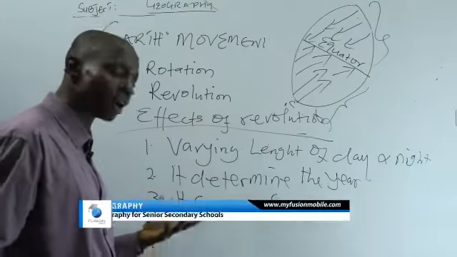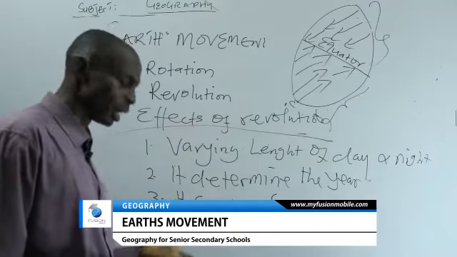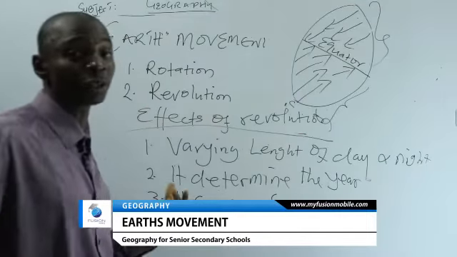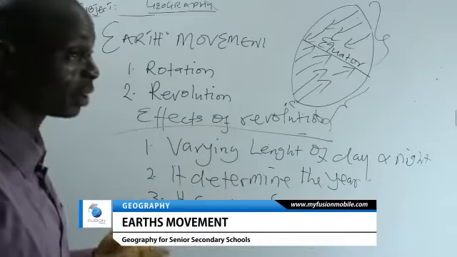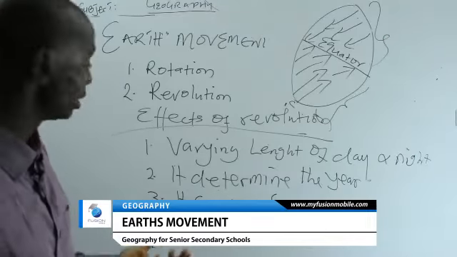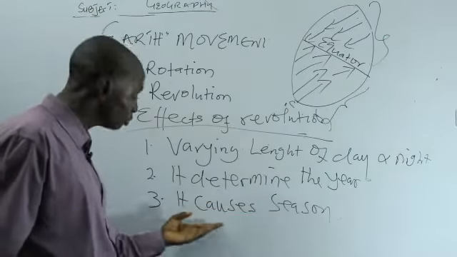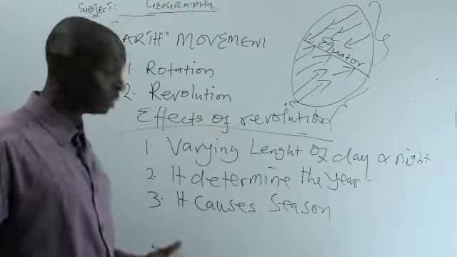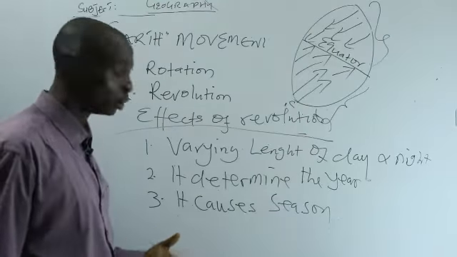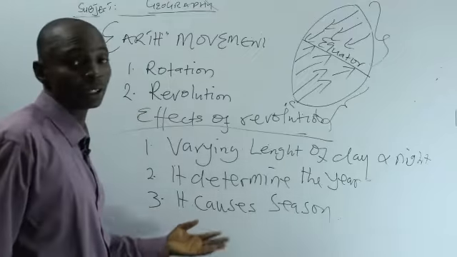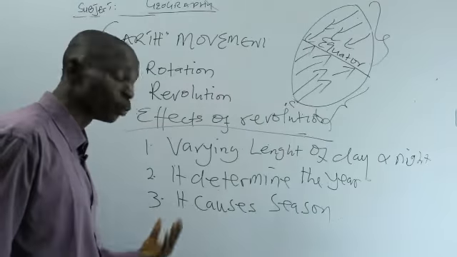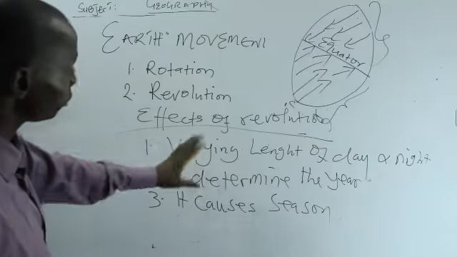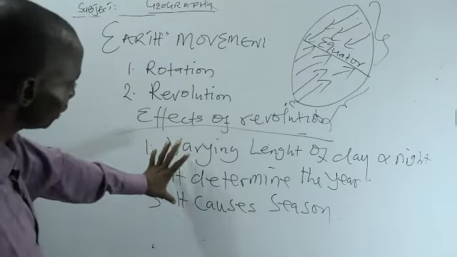In Nigeria, we have how many seasons? Two. We have the rainy season and the dry season. In some other parts of the world, like Europe, they have about four. They have summer, autumn, spring, and winter. But in this part of the world, we have only two: the rainy or wet season, and then the dry season. So is it this revolution of the earth that causes all this?